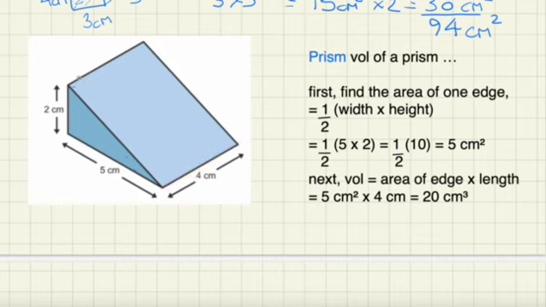And if you can imagine that, if we were to take a cross-section through here, we would see the same sort of structure as we do on the outside here. So the volume of this is the area of the edge, which you just worked out as 5 centimeters squared, multiplied by the length. And so this is the length, and it's 4 centimeters. So 5 times 4 is 20, and that gives you 20 centimeters cubed.